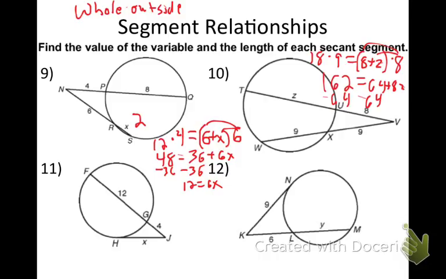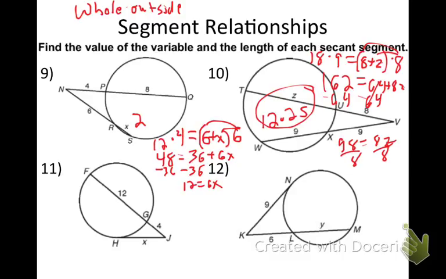Subtract 64 from both sides. 162 minus 64, you get 98 equals 8z. Divide both sides by 8, and z comes out to be approximately 12.25. Nice job.